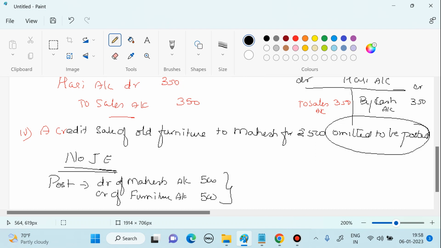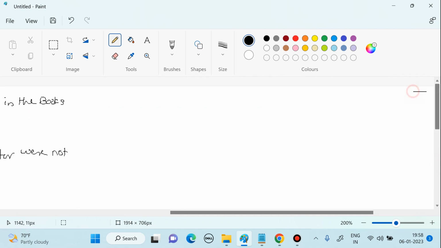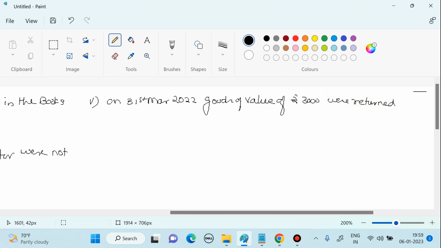Yes, ma'am. Others also clear? Yes, ma'am. Last one more transaction we have. That is on 31st of March 2022, goods of value of rupees 3000 were returned by Hari.